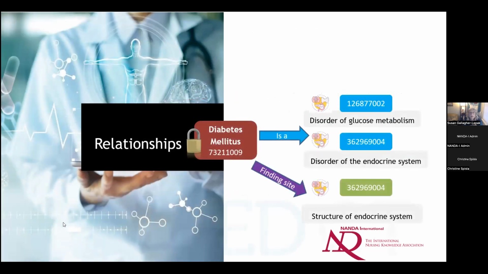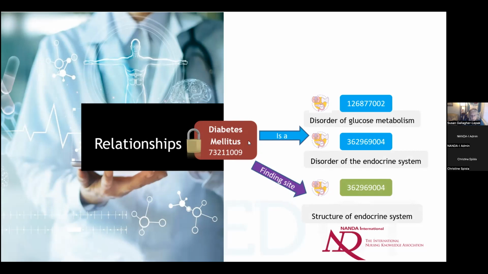Okay, so let's move on to relationships. Relationships are another way to apply definitions to a concept. And there are two different kinds of relationships. There's the is a relationship, and then there's the defining attributes. And we're going to talk about that.